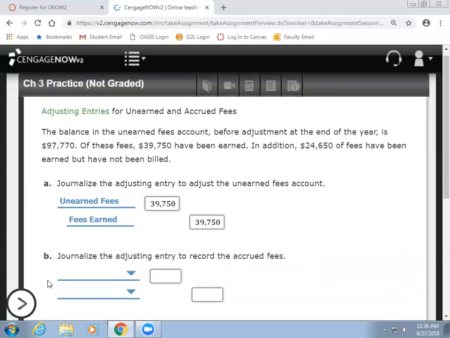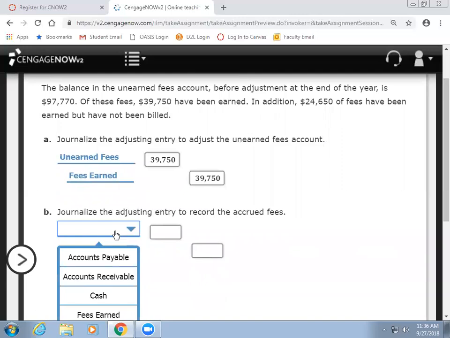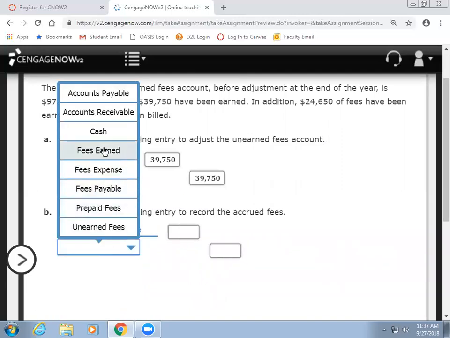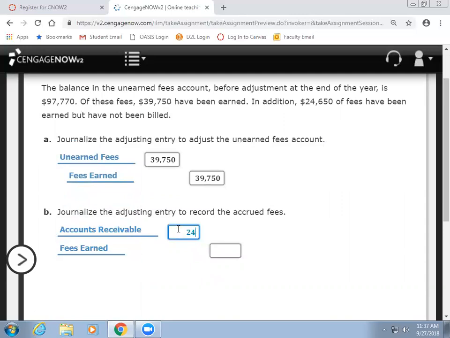On part B, though, it even tells us it's an accrued revenue. So separate from the unearned revenue, we have $24,650 of fees that have been earned but not yet billed. So that's considered an accrued revenue. All that's saying is we have actually done the service and we haven't yet billed the client. So that goes back to that accrued revenue where you're just simply going to debit accounts receivable and credit your fees earned. Okay. So I debit accounts receivable and credit fees earned for the $24,650.